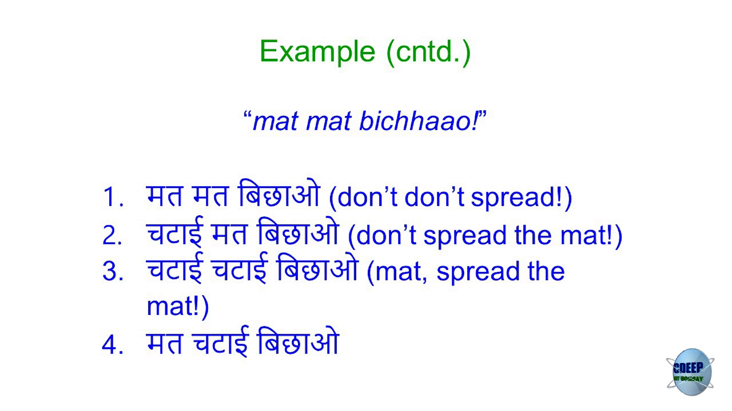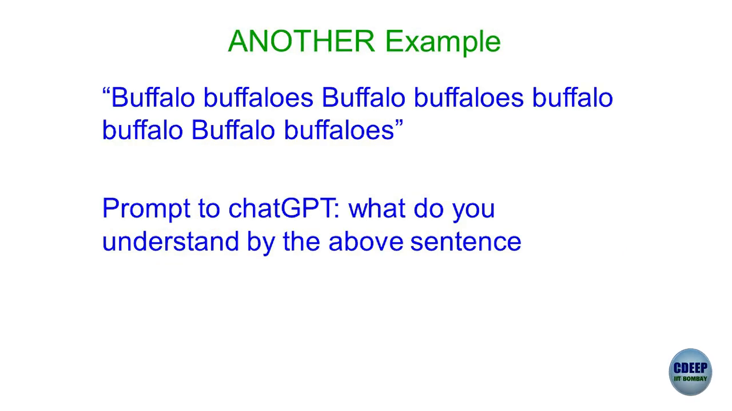Now we come to another example. This is a very famous example from natural language processing. Read this sentence for a while. Does anybody understand this sentence? Anybody? What is the meaning of this sentence? Buffalo, buffaloes, buffalo, buffaloes, buffalo, buffalo, buffalo, buffaloes. Looks like gibberish, no?